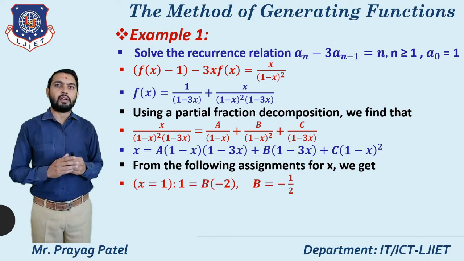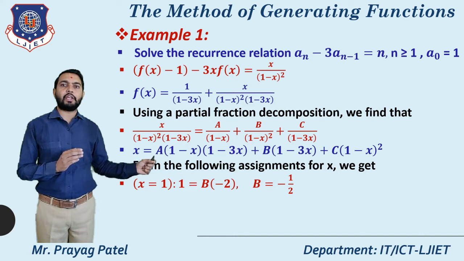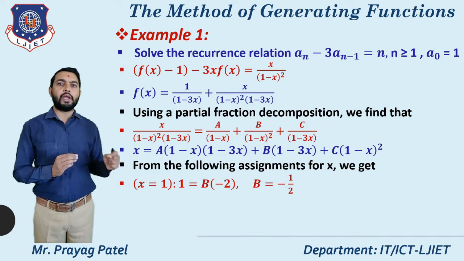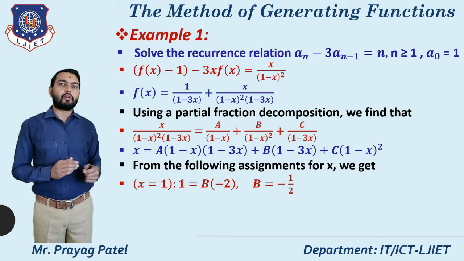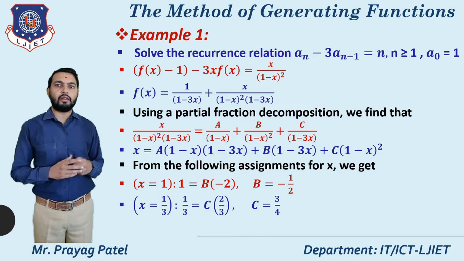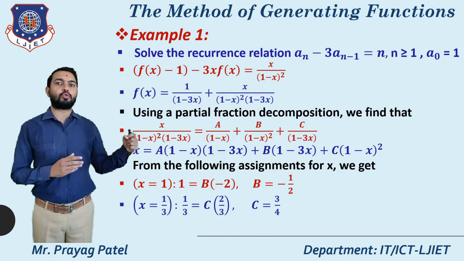Now from the following values of x, we consider first x equal to 1. So if x equals 1, then the resultant equation gives 1 equal to B times minus 2. So B equals minus 1 by 2. Now if x equals 1 by 3, then the resultant value is 1 by 3 equal to C times 2 by 3. So C equals 3 by 4.